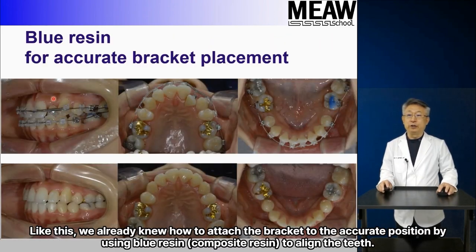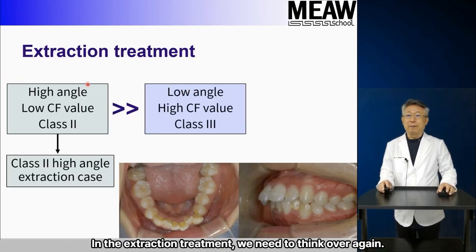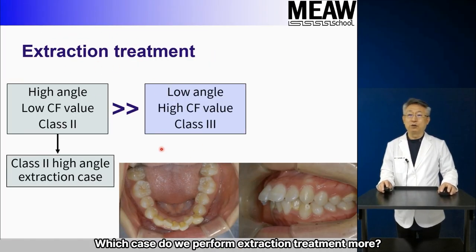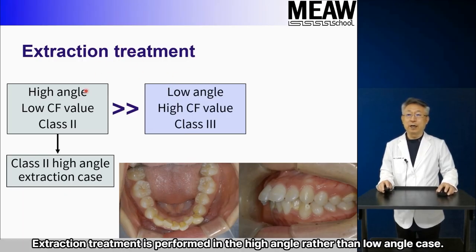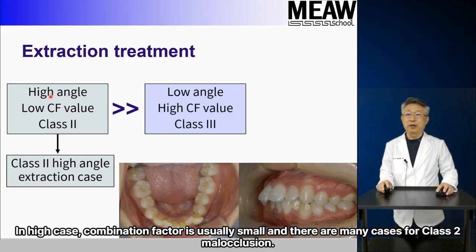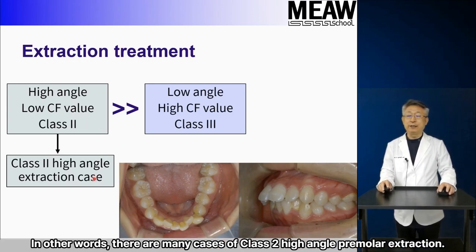Like this, we already knew how to attach the bracket to the accurate position by using blue resin composite resin to align the teeth. In the extraction treatment, we need to think over again. In which case do we perform extraction treatment more? Extraction treatment is performed in the high angle rather than the low angle case. In high angle cases, the combination factor is usually small, and there are many cases of Class 2 malocclusion. In other words, there are many cases of Class 2 high-angle premolar extraction.